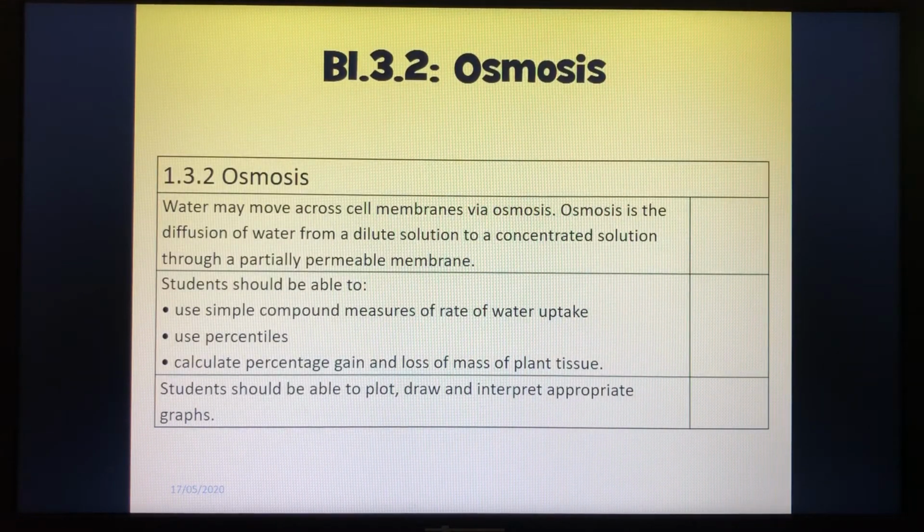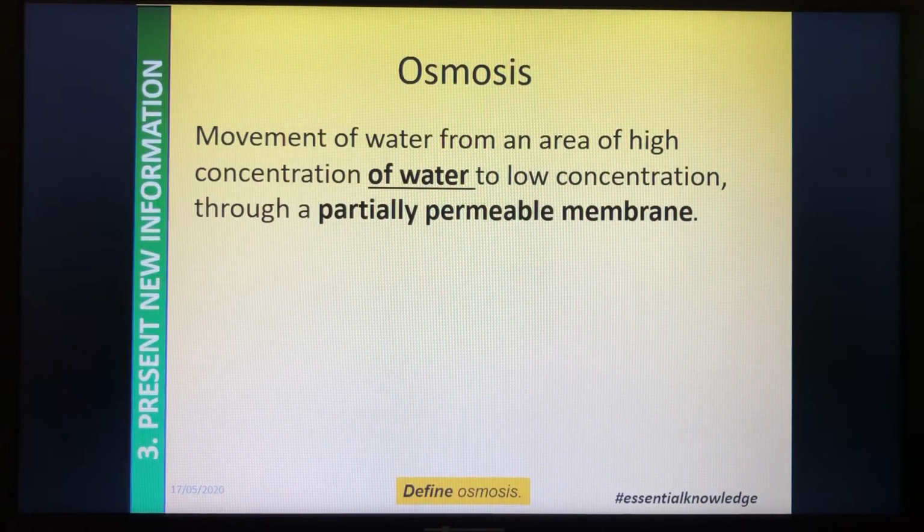There is the course content reference if you need to pause on it for looking at osmosis, and here is our definition. Osmosis is the movement of water, only ever the movement of water, from an area of high concentration of water to low concentration, and you'll always get an extra mark for saying through a partially permeable membrane. That means partially, partly. Some things can move through it, some things can't.